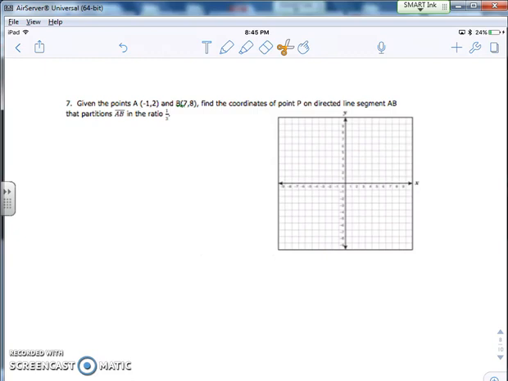Alright, this is part 2 of Unit C, Day 1. We're on this example here with partitioning line segments. Notice the ratio is written as a fraction, but because it says ratio, we're going to treat it as 1 to 3 and not as a fraction of 1/3. It would mean something different to say find the point P 1/3 along the way. That would be a different ratio, but we're going to look at this as 1 to 3.